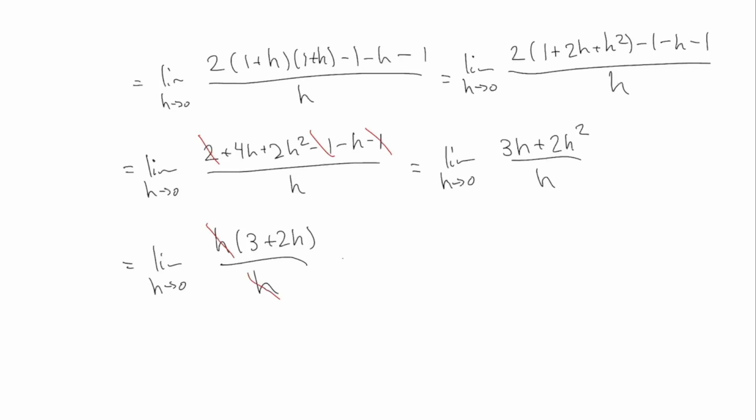Don't cancel them before then. I end up with just 3 plus 2h. And we finish by plugging in h equals 0. This is 3 plus 2 times 0, which is 3. All right, any thoughts about that one? I hope you got that.